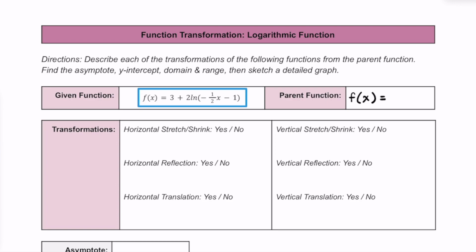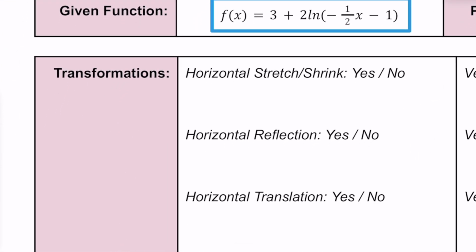which is going to be f of x is equal to ln of x, or the natural log of x. So while this is the parent function for the natural logarithm function, let's go ahead and figure out what effect this 3, 2, negative 1/2, and negative 1 have on this function. Let's focus in on the transformations for a bit.